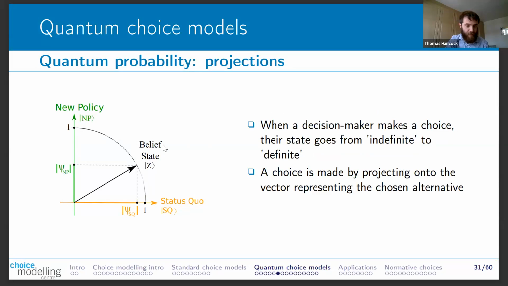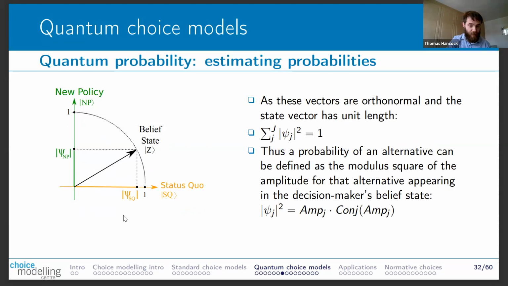When they make that choice, their belief state will merge onto the belief state of the chosen alternative, and that will then impact future choices. So how we generate probabilities out of this is that this state vector has unit length, and because the probability of each alternative can be defined as the modulus squared of the amplitude for the alternative appearing in the decision maker's belief state, we end up with probabilities that sum to 1. This sounds a little confusing, but if you imagine Pythagoras' theorem, we know that this side squared plus this side squared will equal this length squared. It's based on the same idea. These different projection lengths here and here are going to sum to 1. So we can generate probabilities here if we know what this belief state is.